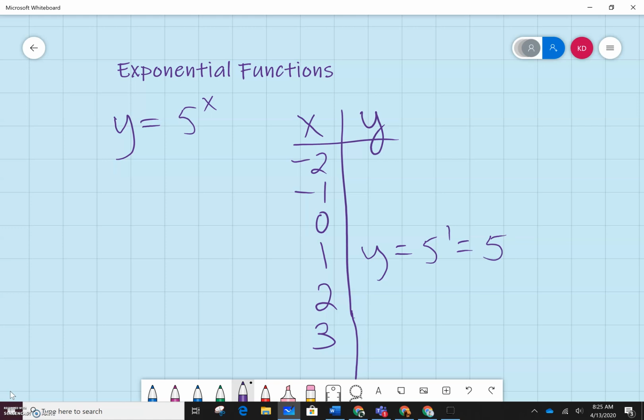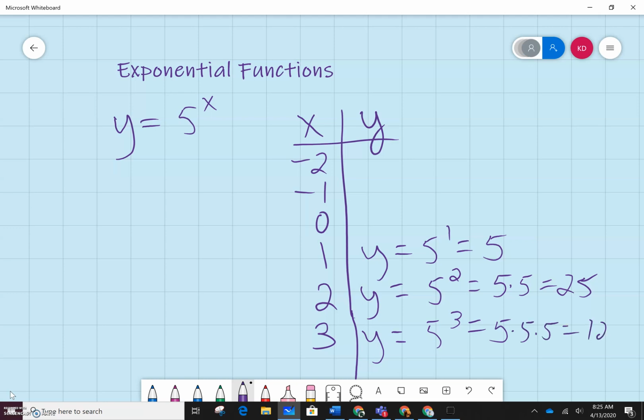If x is 2, y would equal 5 squared, which is 5 times 5, so that gives me 25. If x is 3, y will equal 5 to the third, which again is 5 times 5 times 5, which is 125. And I really don't have to do all of this multiplying here, because as you know, all we're doing is we're just multiplying by 5 one more time as we move down the table of values there.